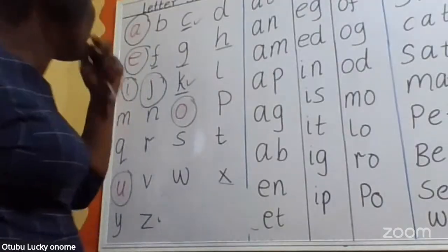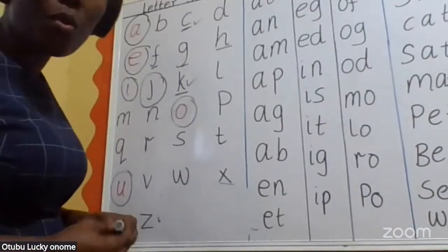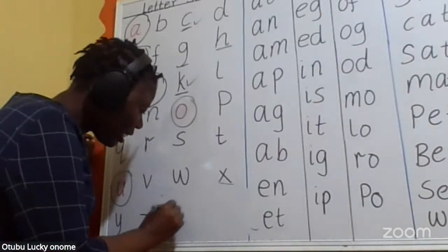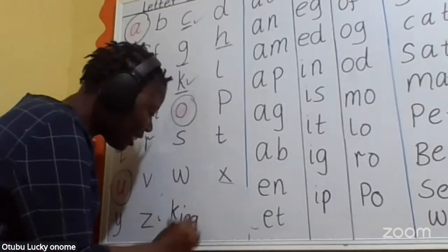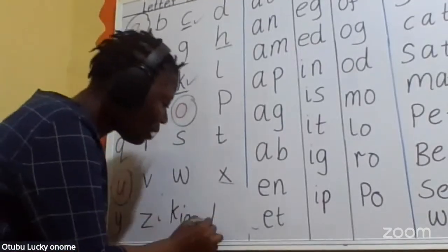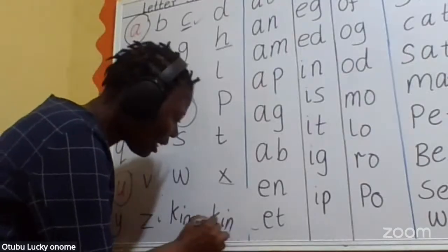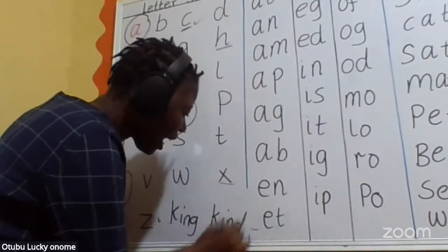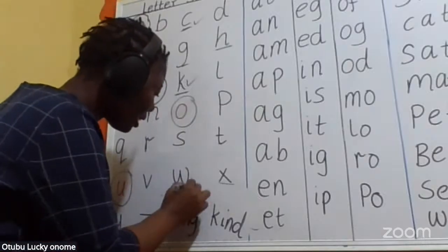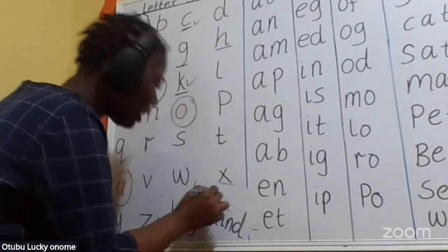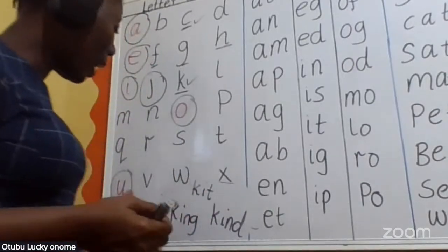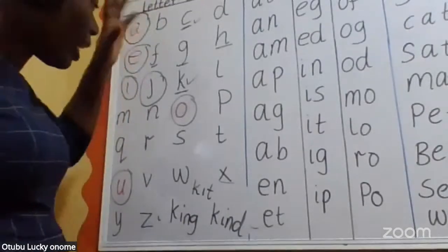So the next sound, we have in words like king. Your dad is a king, right? King. We have it in words like kind. Please be kind. We have it in words like kid or kite. The kite that your children play with.